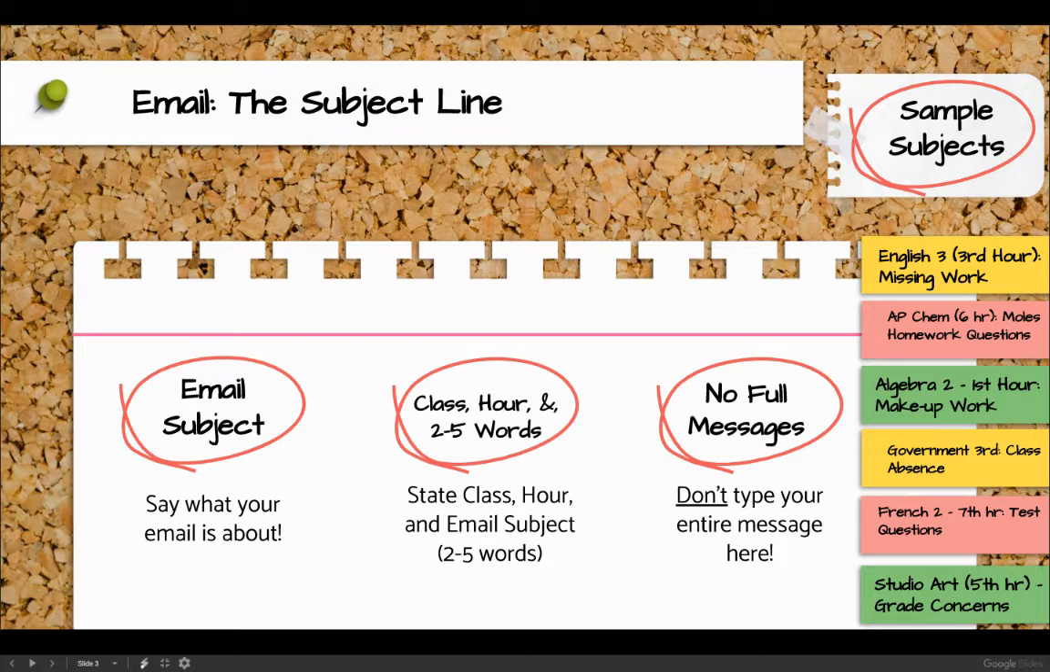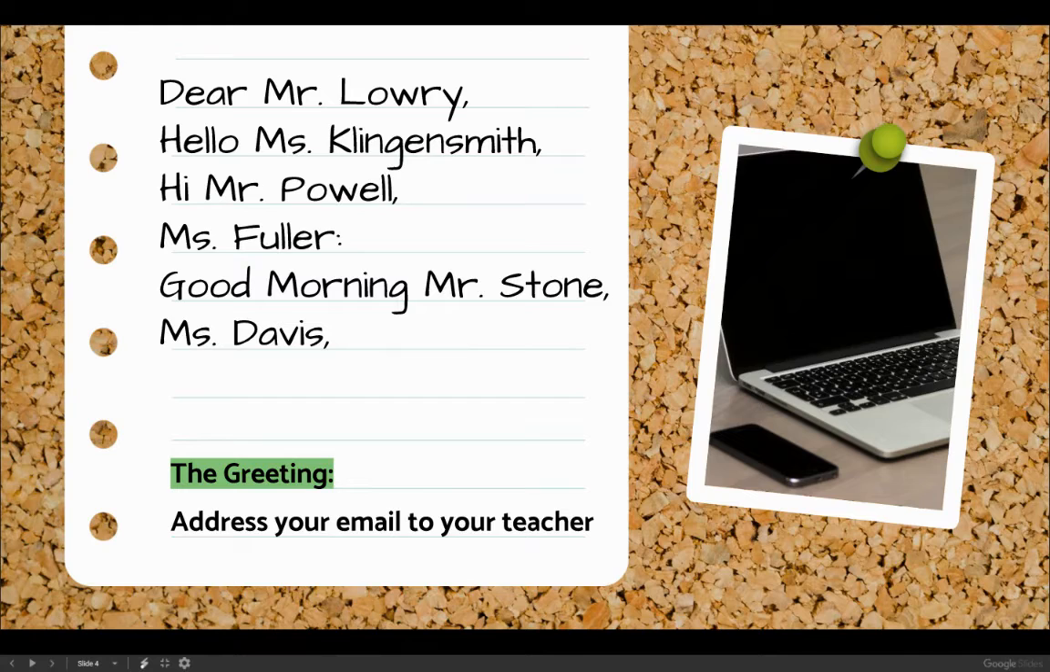And then make sure that you do not type your entire message in the subject line. Many students tend to do this. It's very cluttery. Your teacher does not have time to read the entire email in the subject line, so please don't do that. Okay, so the next part is your greeting.